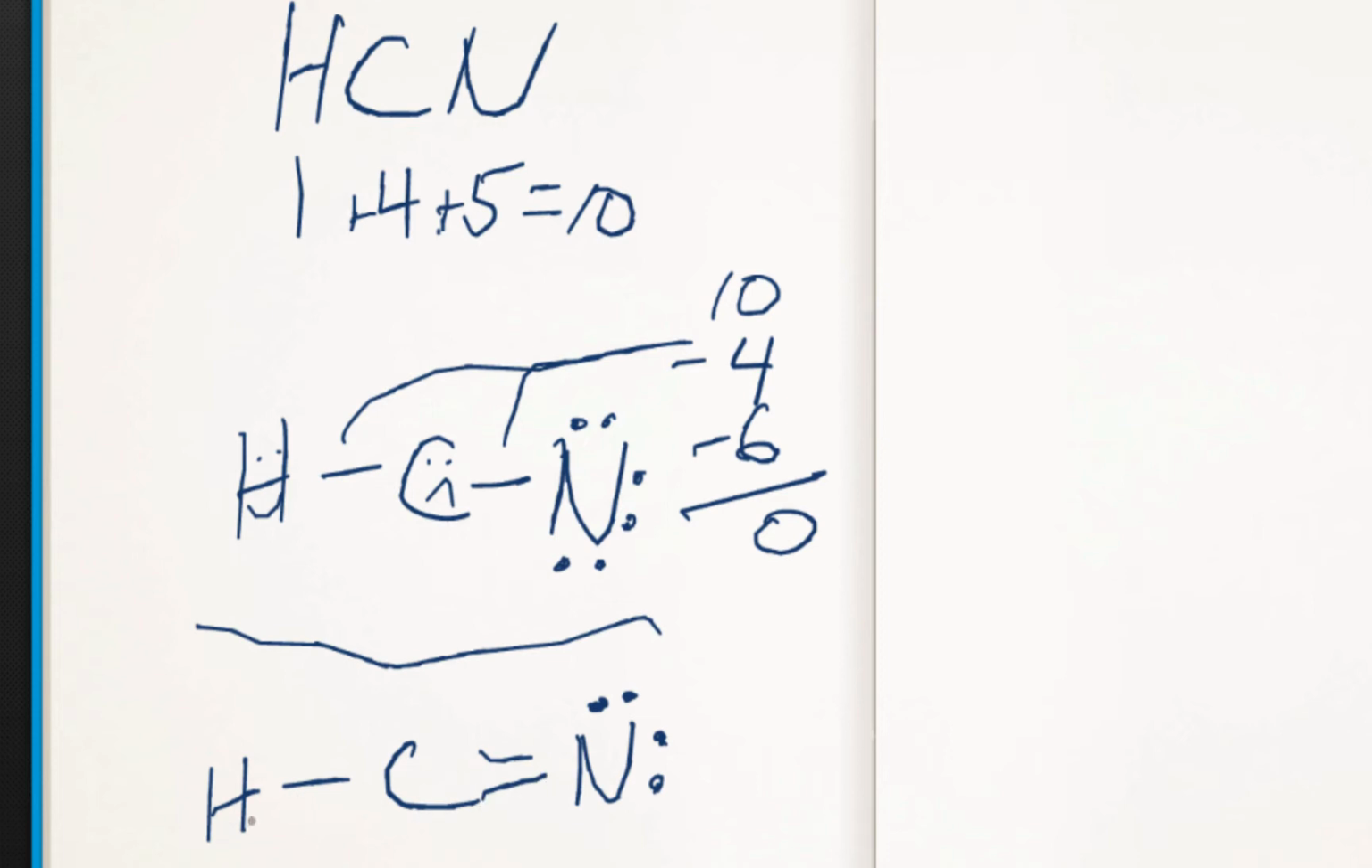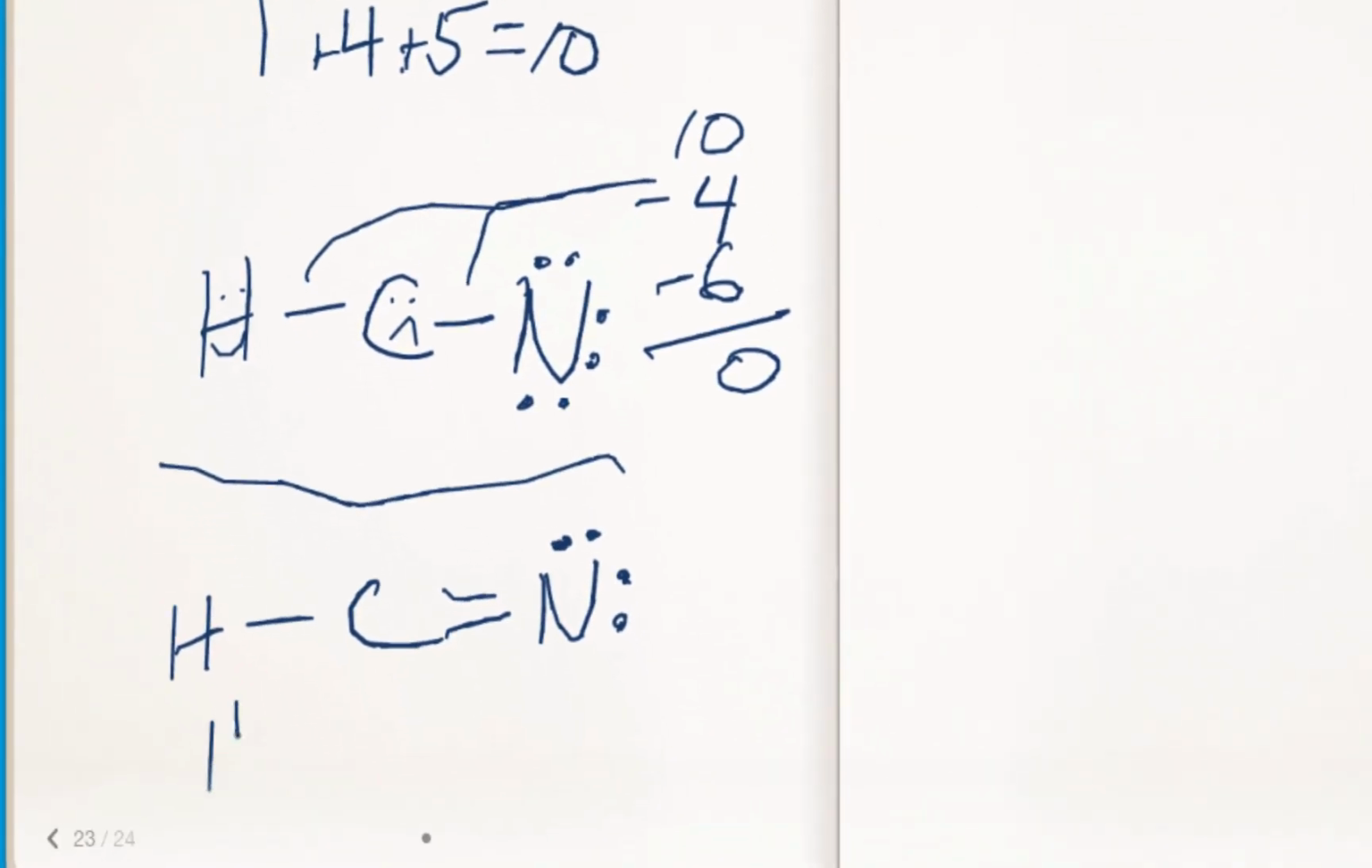Now hydrogen sees 2, it's happy. Carbon sees 2, 4, 6. There's 2 electrons here, 4 electrons here. That's 2 plus 4 more is 6. Carbon is not happy. Nitrogen sees 2, 4, 6, 8. Nitrogen is happy. So carbon's not happy, nitrogen is. Let me try one more time, see if I can fix it.